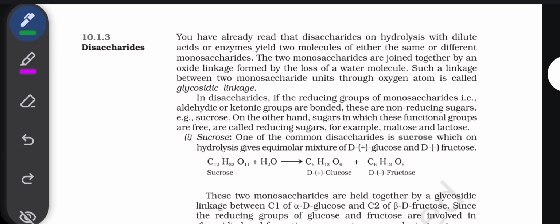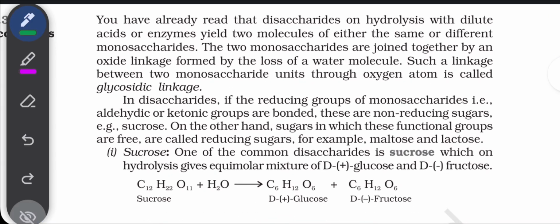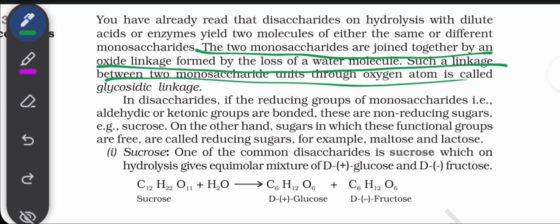So disaccharide, you have already read that the disaccharide hydrolyzed with dilute acid or enzyme yields two molecules of either the same or different monosaccharides. The two monosaccharides are joined together by an oxide linkage formed by the loss of a water molecule. Such a linkage between the two monosaccharide units through an oxygen atom is called glycosidic linkage.